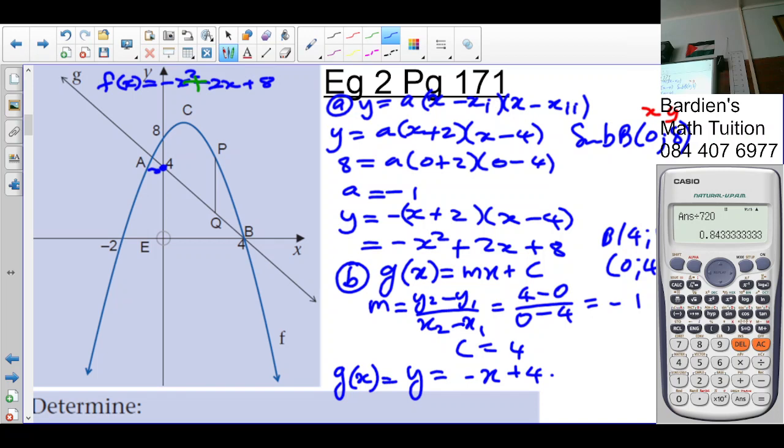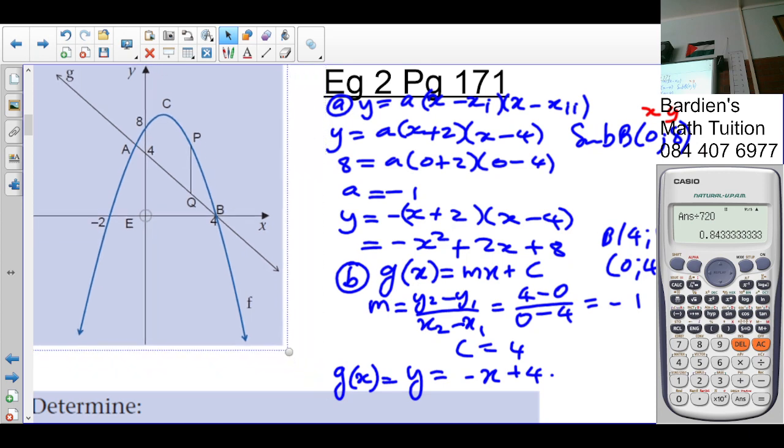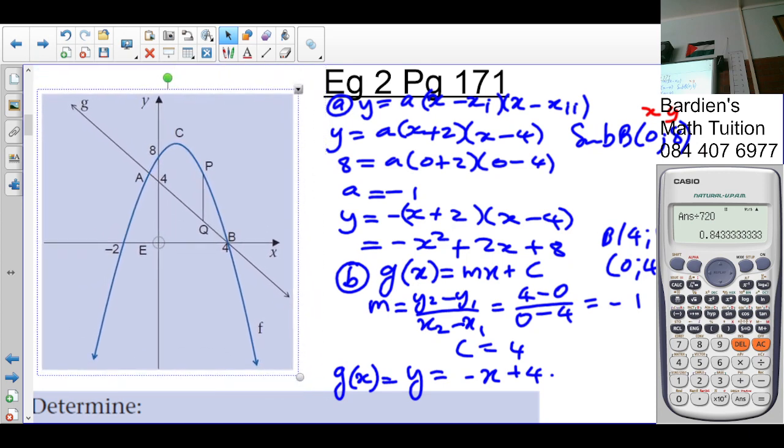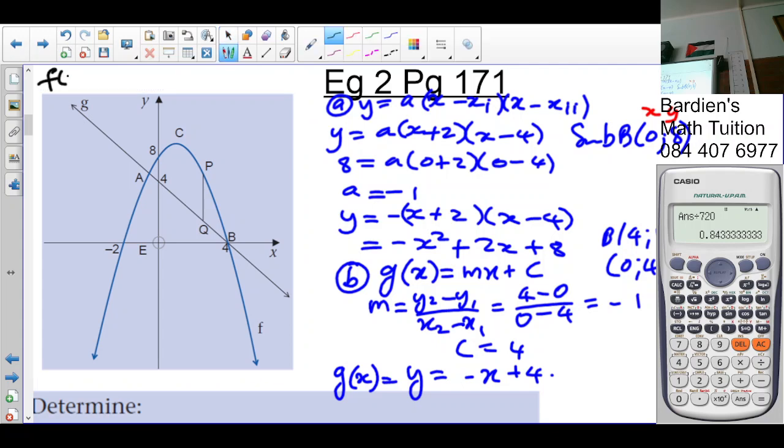Take down what you need. I'm going to erase this now from the board here, so that we can keep the diagram in focus, okay? Your f of x was negative x squared plus 2x plus 8. The g of x is equal to minus x plus 4.